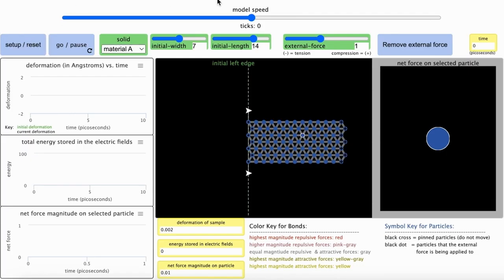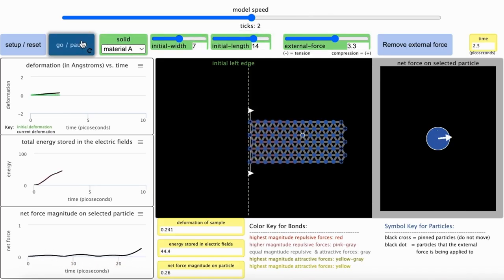You can select the magnitude and direction of the external force you apply to the solid along its left side using this slider. Negative values will apply a tension force, pulling on it to the left. Positive values will apply a compression force, pushing on it to the right. This external force will be applied to the solid when you press Go Pause to start running the model.